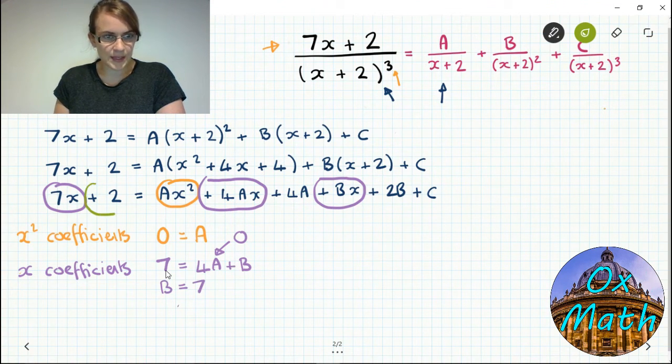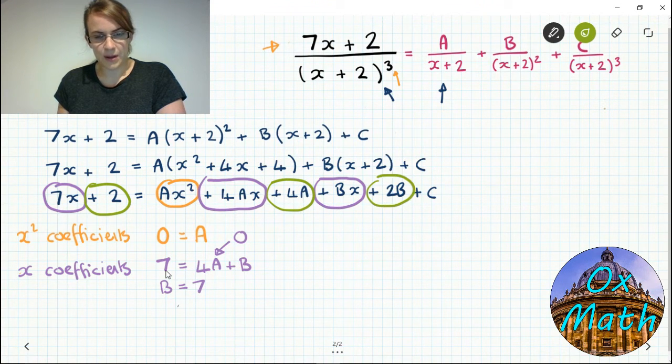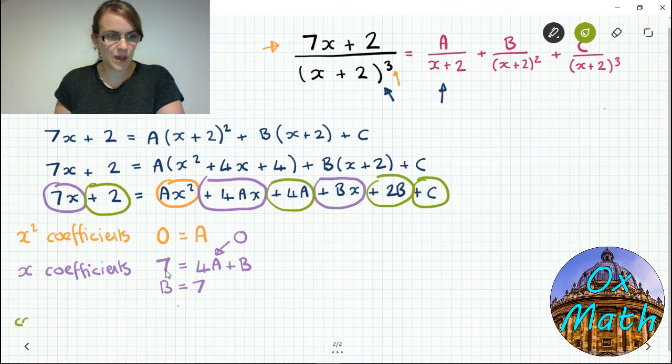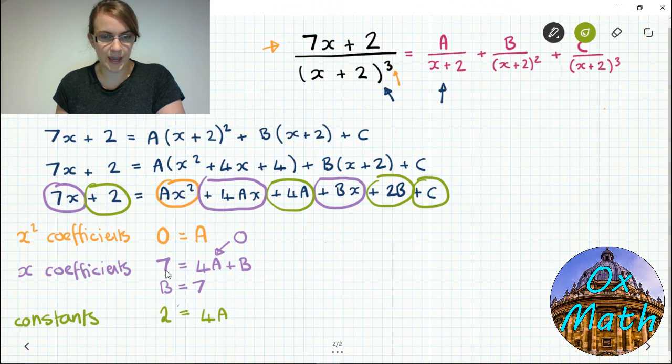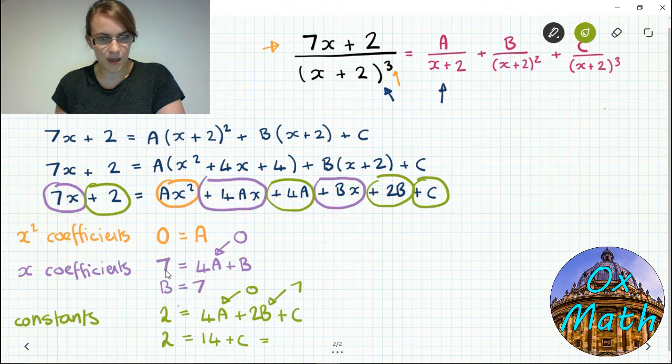So finally we then consider our constants. So we've got plus 2, plus 4a, plus 2b, and plus c. Remember, a, b and c are just constants, so 4a, 2b and c are also constants. So if we consider our constants, we know that we've got 2 on the left hand side, and that must equal 4a plus 2b plus c. Now luckily we already know that a is 0 and we already know that b is 7. So we've got 2 equals 14 plus c. So c must be minus 12.